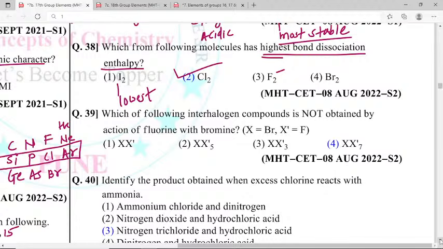Which of the following interhalogen compounds is not obtained by the action of fluorine with bromine? Okay, so this is the IF7 compound. IF7 only. Get it?